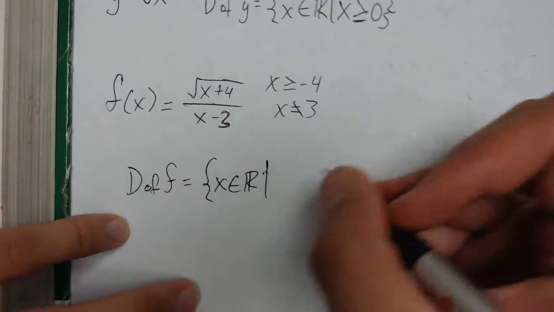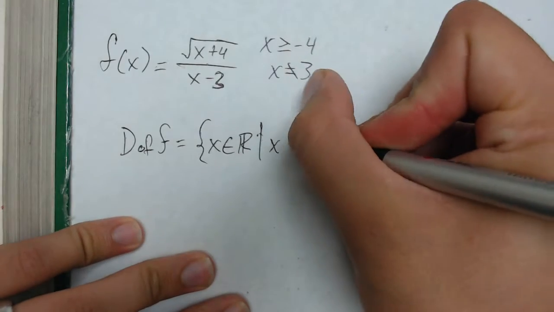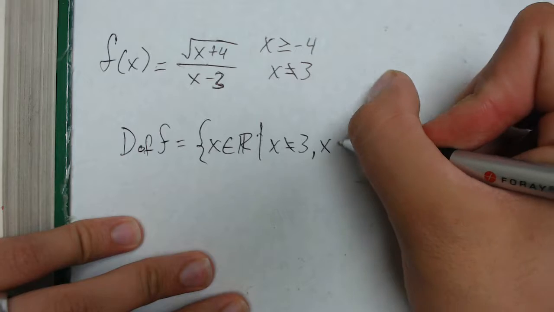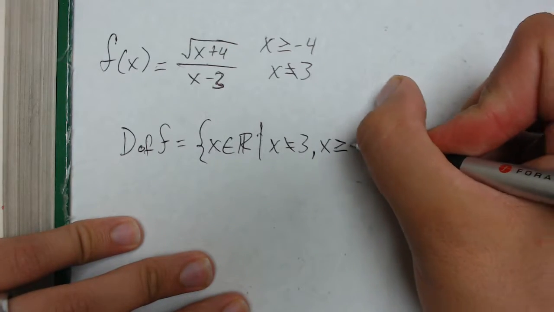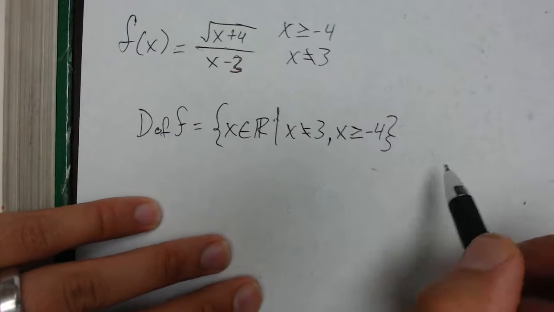The way we put both of them in is we just go to here and we'll put x does not equal positive 3, comma, or x is greater than or equal to negative 4, end set. And that would be how we write our answer.